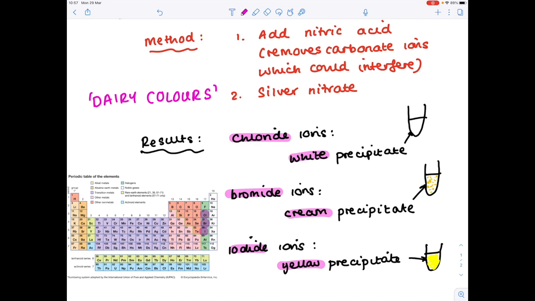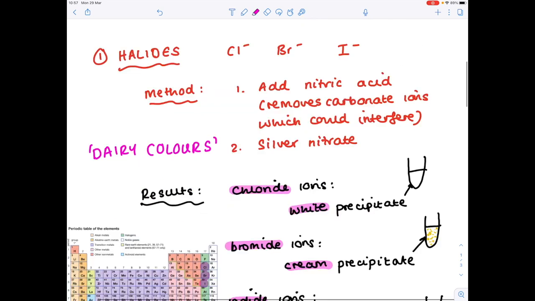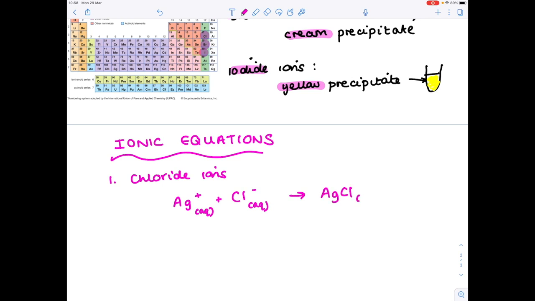Now let's look at the ionic equations. So number 1, when we were testing for the chloride ions, now if we look up, we know we're adding those chloride ions to silver nitrate. The nitrate ion here is acting as a spectator, so we're only interested in the silver part of this. So if we add silver ions, Ag+, to the chloride ions, Cl-, they're both in aqueous solution, so that's our state symbol. They're going to form a precipitate, so a solid, of silver chloride, which we know is a white precipitate.